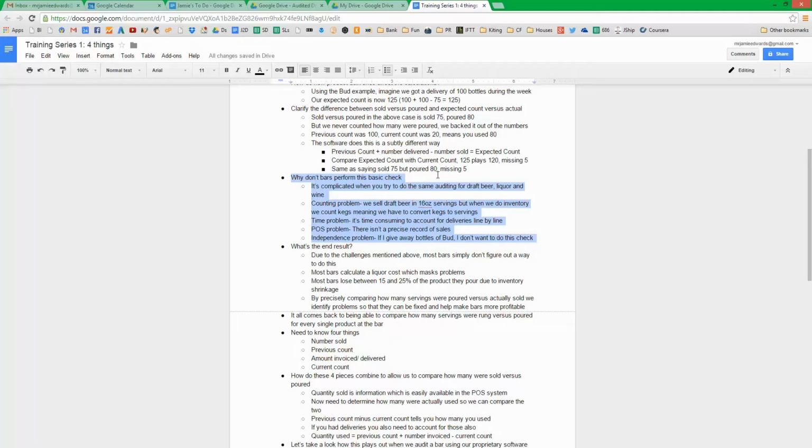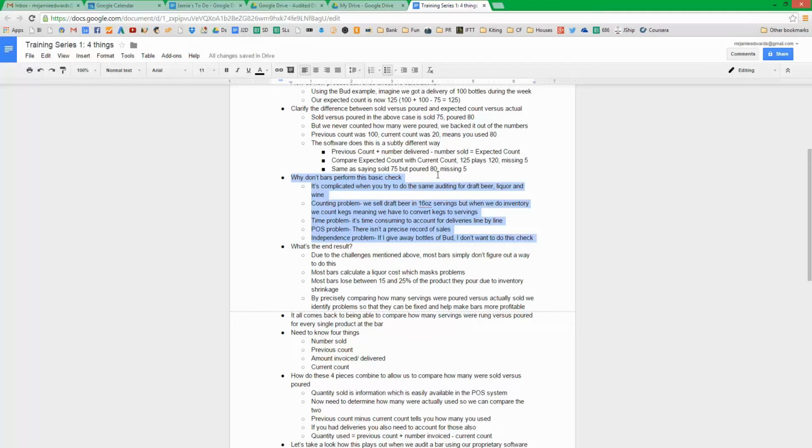And let's have a think about 4 reasons why that's the case. So the first we have is the counting problem. We sell draft beer, for example, in 16-ounce pint glasses, but when we do inventory we count kegs, meaning we need to convert kegs into servings. So for instance, if we knew that there was half of a keg there last week, we have to convert half of a keg into how many servings were there.